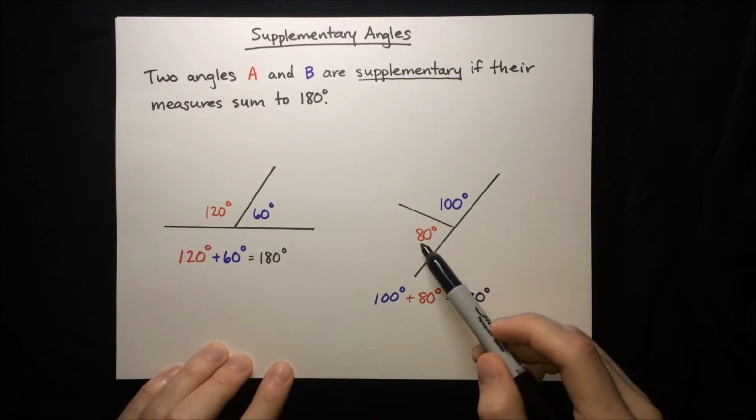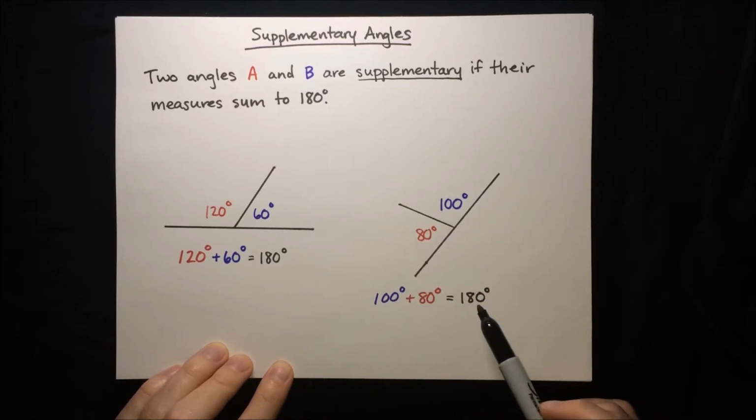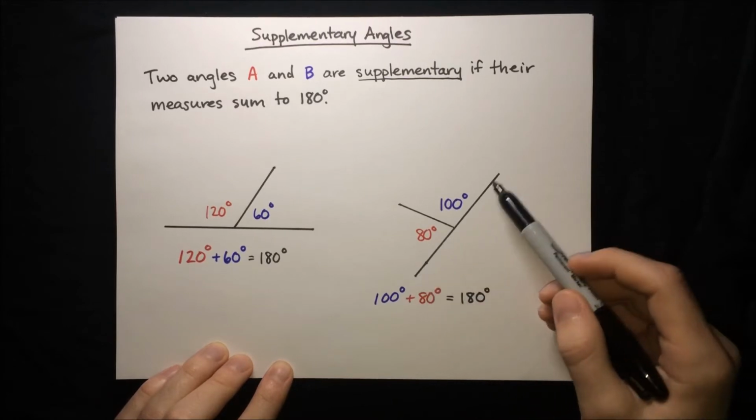So they form a straight angle. Likewise, these two angles of 80 degrees and 100 degrees are also supplementary because when you add them, you get 180 degrees, which means they form a straight angle.